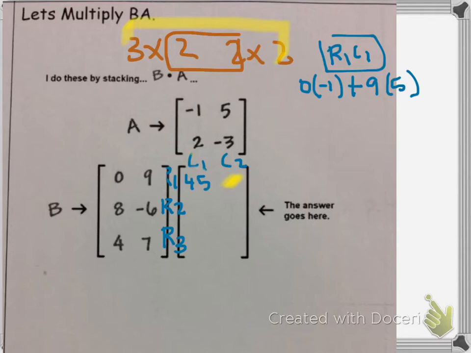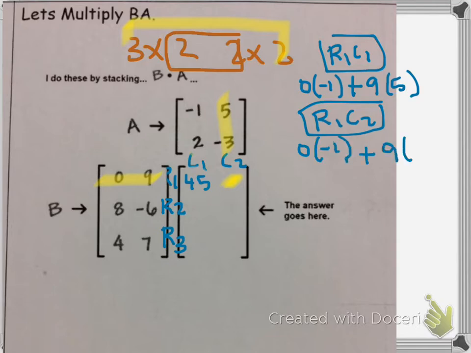To get this answer over here, I would use row 2 and column 1. I'm sorry, I said row 2, but I meant row 1. Because see right here, I'm at row 1 and column 2 to get into that position. So I'm going to use row 1, column 2, and I'm just going to do my numbers. So it will be 0 times negative 1 plus 9 times negative 3. This is 0, and 9 times negative 3 is a negative 27, so that number is going to be a negative 27.